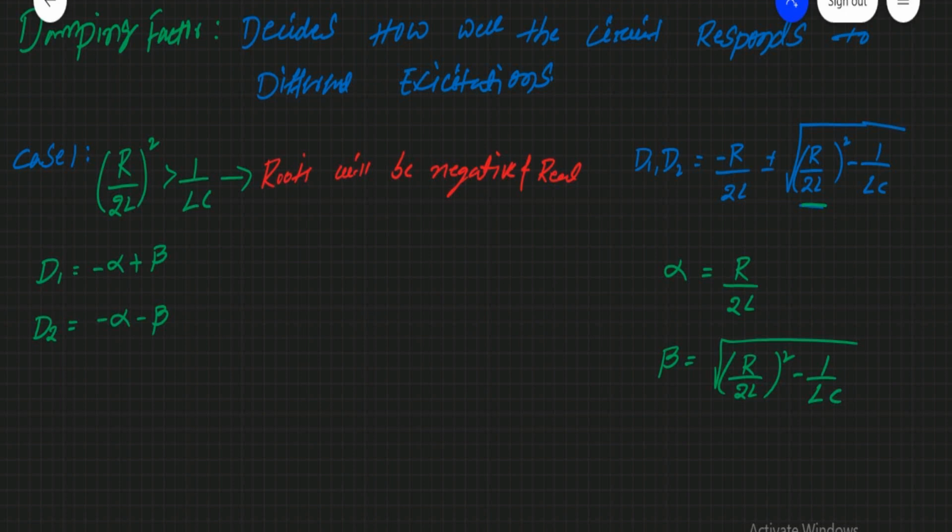So from this we can write VC of t is equal to C1 e power minus D1 into t plus C2 e power minus D2 into t. This is the solution for case 1, where (R by 2L) whole square is greater than 1 by LC.